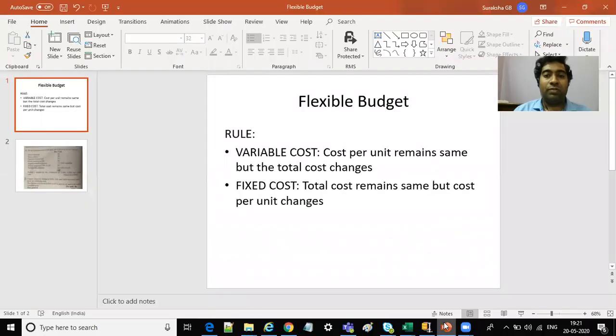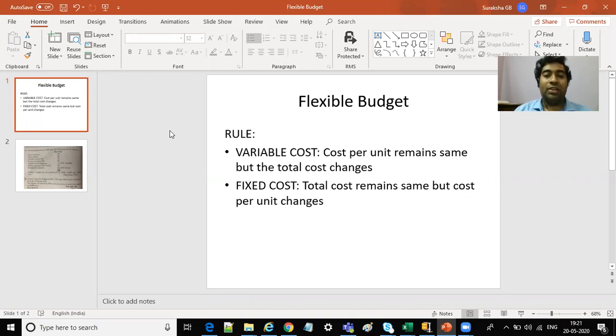To introduce you to the concept of flexible budget, I would like to share a small PPT on the rules you need to understand for solving the problems on flexible budget. The two rules are very simple. The first rule is for the variable cost. In the variable cost, per unit remains the same, but the total cost changes.